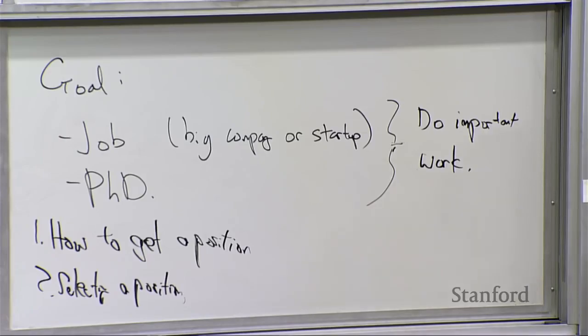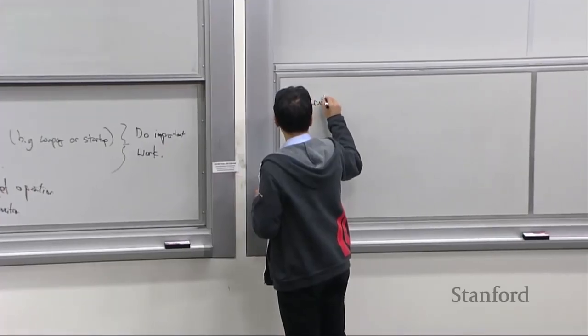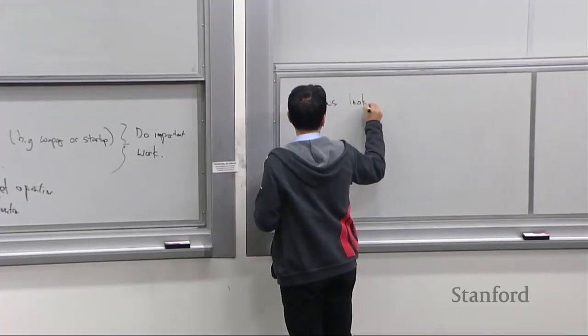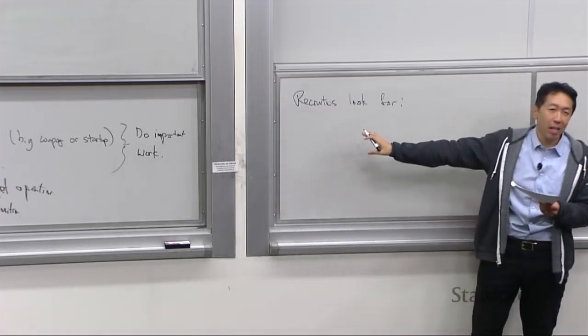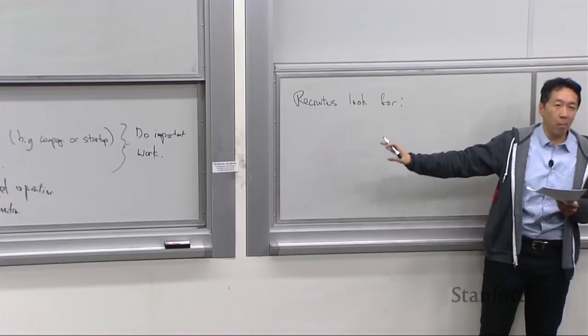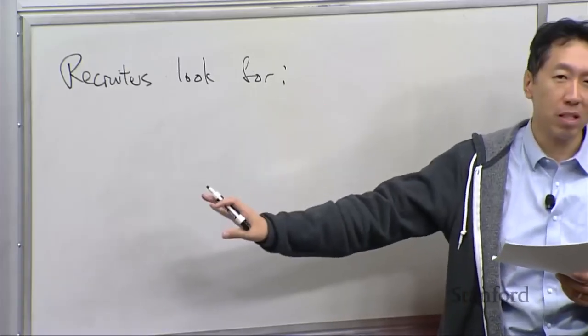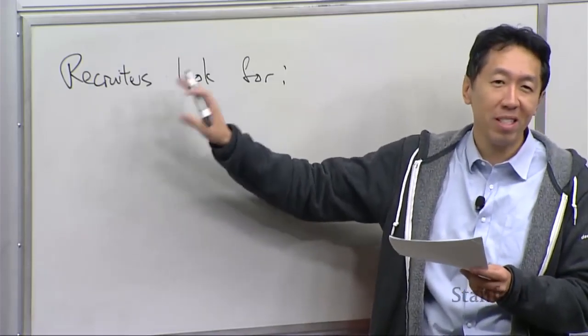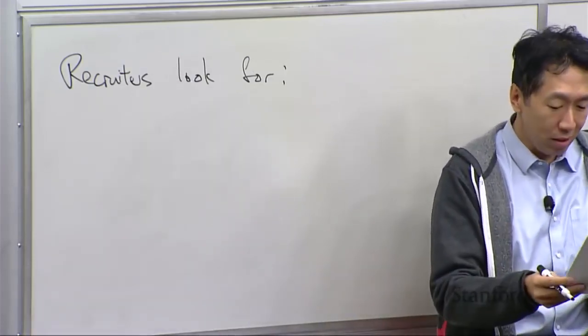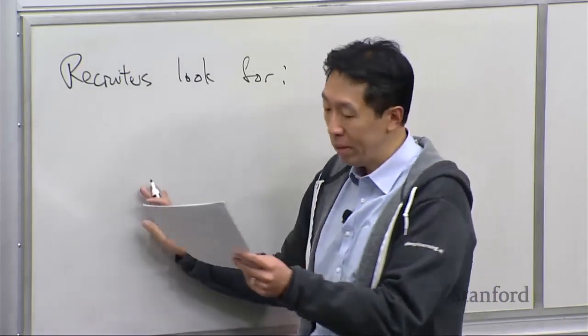So, what do recruiters look for? Oh, and just to keep the language simpler, I'm going to pretend that I'm just talking about finding a job. But a lot of very similar things apply for PhD programs. It's just that instead of saying recruiters, I would say admissions committees, right? But let me just focus on the job scenario.